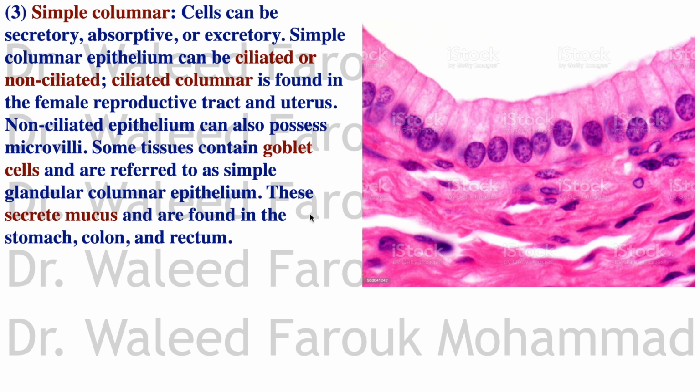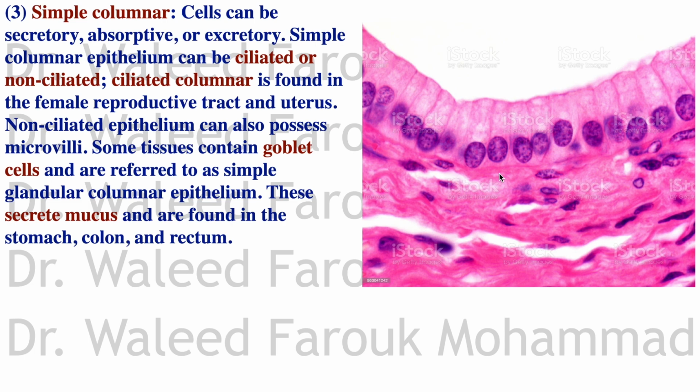The simple columnar epithelium also secretes, absorbs, and excretes, and it can be ciliated or non-ciliated epithelium. You can see the brush border here. This is an example of ciliated columnar epithelium, found in the female reproductive tract and uterus. Non-ciliated epithelium can be thrown into microvilli as well to increase the surface area for absorption.